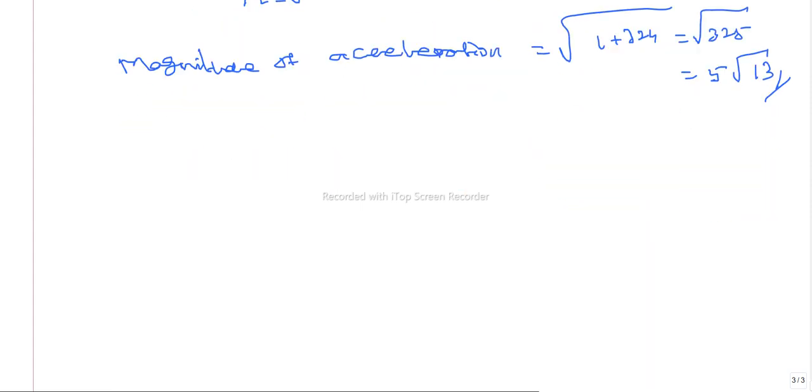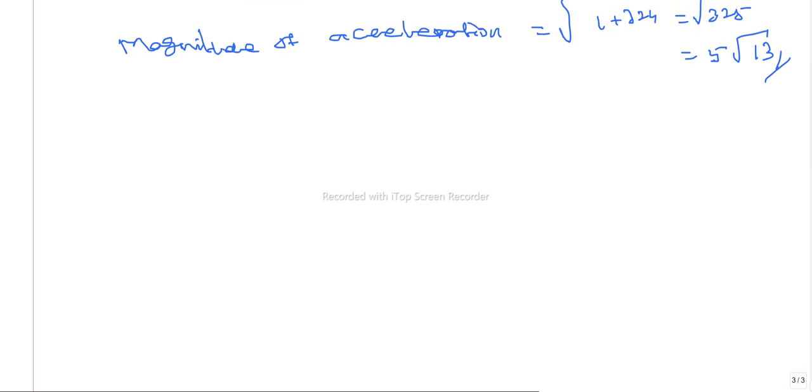Okay. Next we define what is gradient, and then curl, and then divergence. There are 3 topics. So we are going to discuss gradient, curl and divergence.